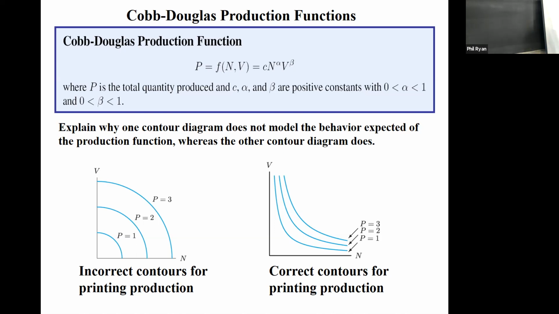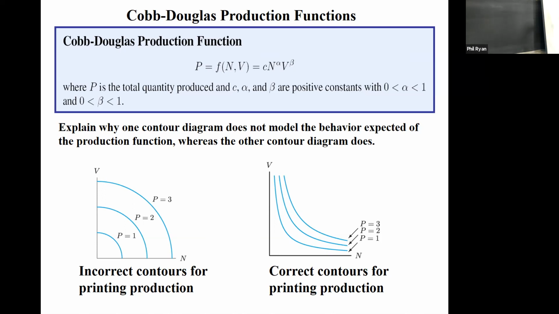So if you have twice as much labor, then you're going to have more production. It might not be twice as much. It's going to be some sort of allometric relation, some sort of power. So you're going to have n to some exponent alpha, but alpha is going to be between 0 and 1.